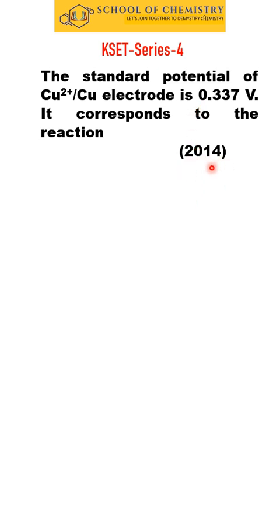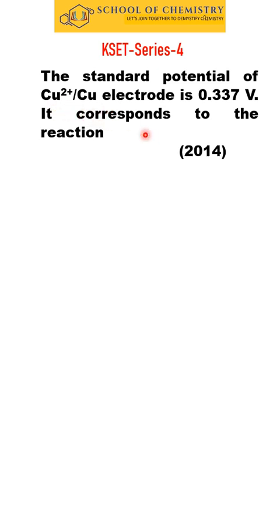This is from the KSET 2014 examination, and in the original question there was a small mistake. Instead of writing Cu2+ to Cu, they had written it as Cu | Cu2+, which is actually wrong. If they are mentioning the standard potential, it simply means the standard reduction potential. In that case, it should be written as Cu2+ | Cu. These kinds of small mistakes are quite common in KSET level examinations. So we should be a bit careful when answering this kind of question.